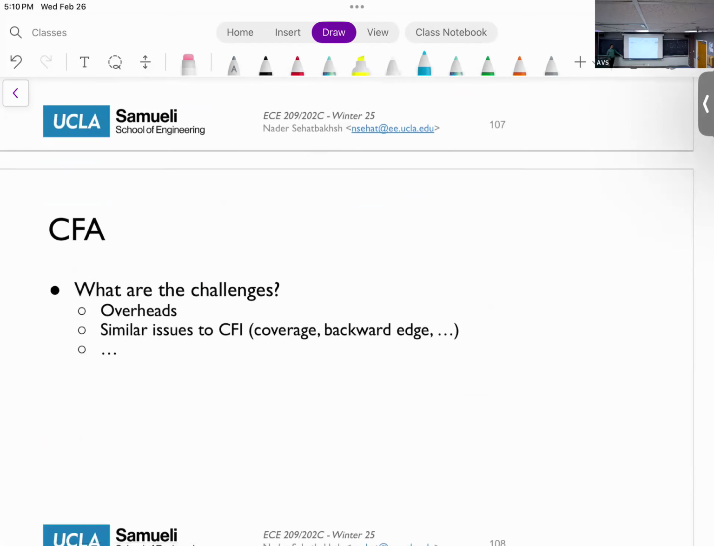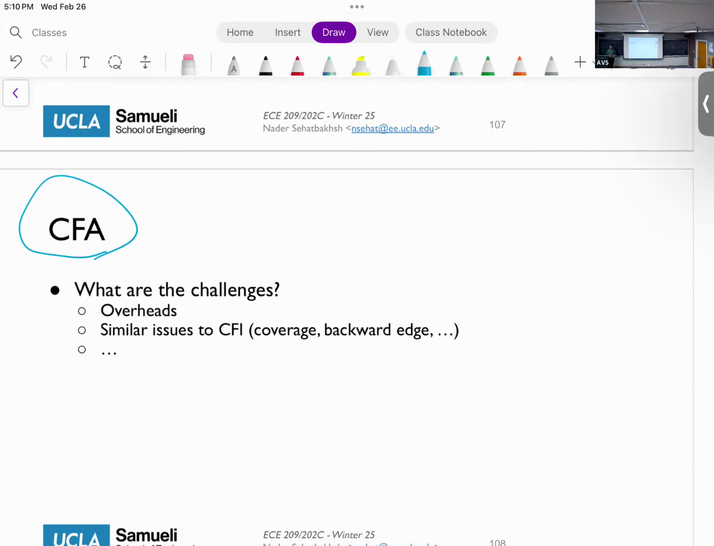There are tons of challenges. There are, of course, overheads. Now you need to check every basic block. You need to hash every basic block, and think about a gigantic program that has many, many basic blocks. Your hash computation would be huge. But there are papers that show this, and this is a continuous area of research. This is called CFA, control flow attestation.